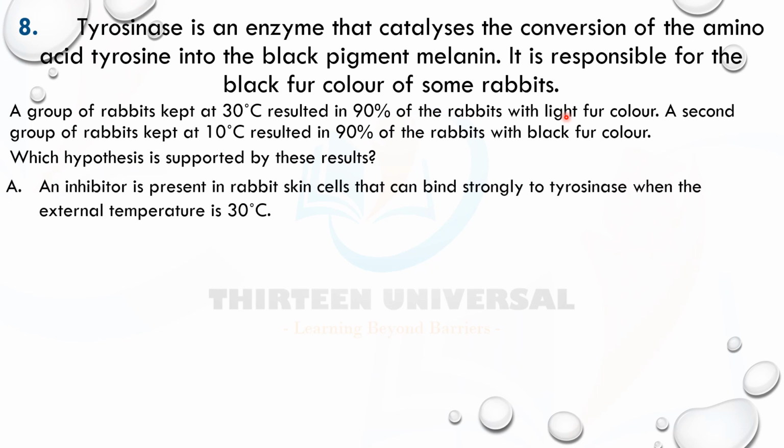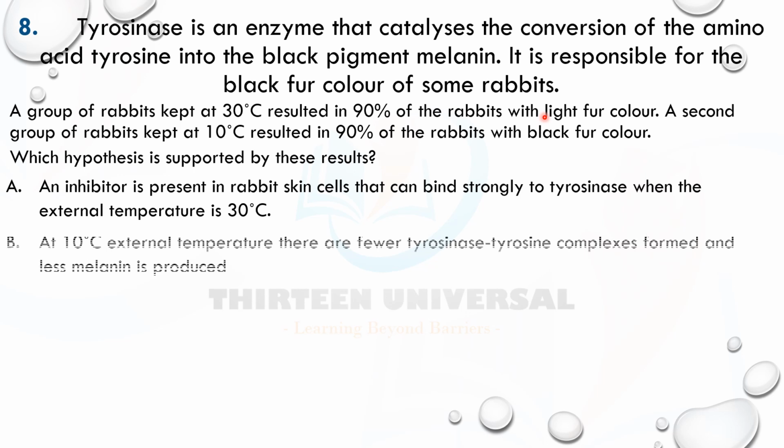A says an inhibitor is present in rabbit skin cells that can bind strongly to tyrosinase when the external temperature is 30. Yes, this makes sense. That means at 30, an inhibitor inhibits this enzyme. Therefore, black pigment, which is melanin, is not formed. Therefore, 90% are light fur. A makes sense. Let's check B.